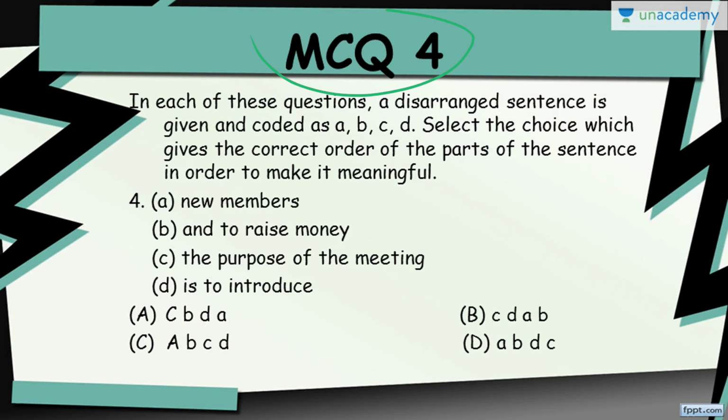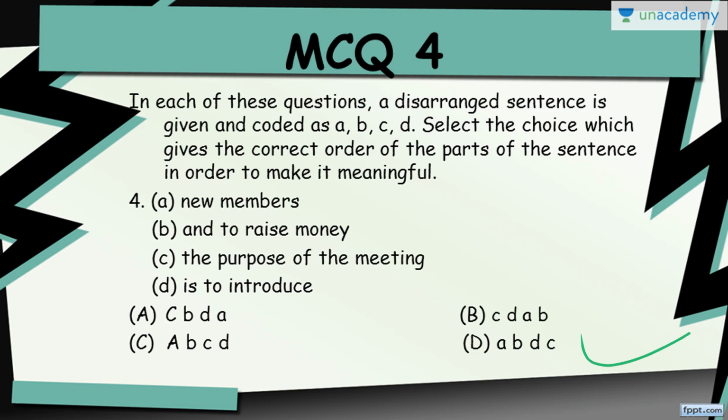Next MCQ, fourth. In each of these questions, a disarranged sentence is given and coded as A, B, C, and D. Select the choice which gives the correct order of the parts of the sentence in order to make it meaningful. You have to give the correct order to these parts of the sentence. Part A, new members. Part B, and to raise money. Part C, the purpose of the meeting. Part D, is to introduce. You have to make a complete sentence which makes sense out of these four parts. So option A says CBDA, option B, CDAB, option C, ABCD, option D, ABDC.